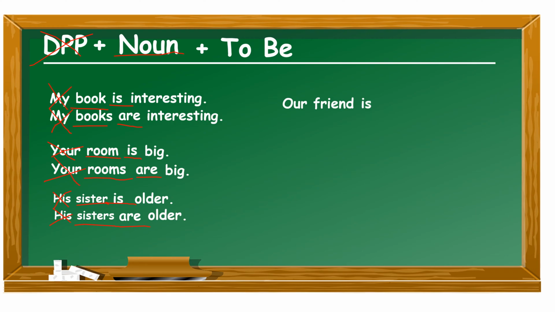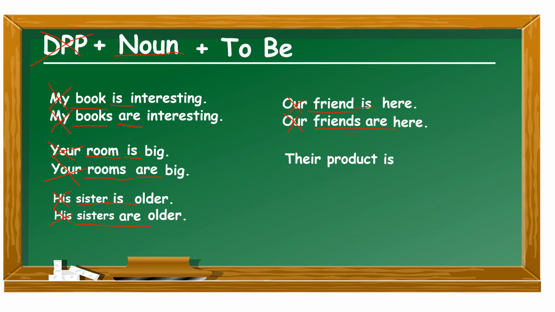Fourth example would be our friend is here. And once again, what we see is that to be is in the singular form, and the reason is because the noun is in the singular form. But if we say our friends, then we have to say are here. And the reason is because our noun here is in the plural form. And our dependent possessive pronoun has no role in determining the form of to be.